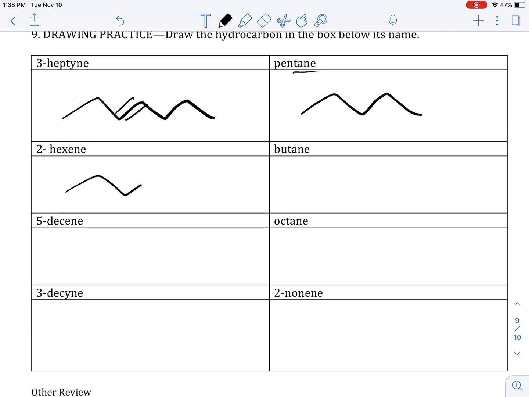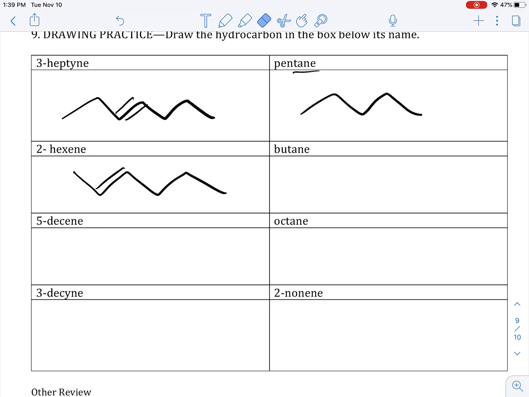Hex means 6. So 1, 2, 3, 4, 5, 6. 1, 2, there's a double bond between 2 and 3. Now you might ask, does it matter whether I start drawing up or down? So instead of going up on that one, could I go 1, 2, 3, 4, 5, 6? And then 1, 2, 3, 4, 5, 6. Good. Draw a double bond between 2 and 3. No, those are the same thing. Because all you'd have to do is take your paper and flip it from front to back, and it would be the same orientation.